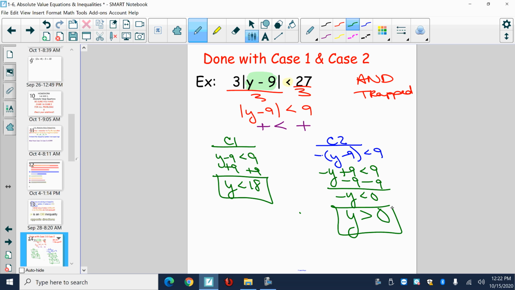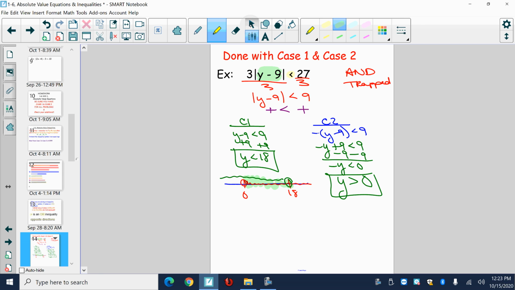Okay, now remember, I said that this is an and. What do we know about ands? Ands are going to be overlapped. So if I go ahead and put this on a number line, I'm going to have 18 here and 0 here. Well, if I'm reading that y is greater than 0, that means it's open here and I'm shading to the right. If I'm reading that y is less than 18, I'm going to have an open dot at 18 and I'm going to shade down. Now, where do these two graphs overlap? The overlapping region is the answer that we are actually looking for, and that answer is going to be 0 is less than y, which is less than 18.